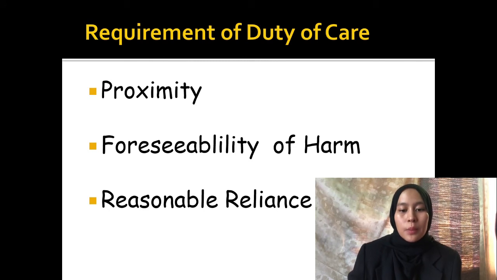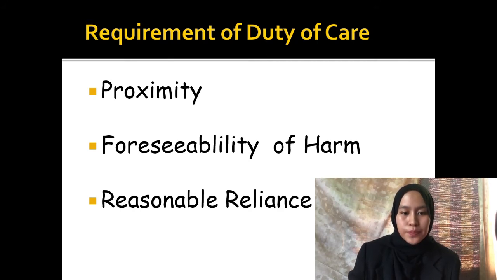Proximity means the parties must be sufficiently close so that it is reasonably foreseeable that one party's negligence would cause loss or damage to the other. For foreseeability of harm, we need to look at both elements from the neighborhood principle. The third requirement is reasonable reliance. Reasonable reliance is important for the court to see whether the defendant knew that the plaintiff would rely and believe on his advice in such circumstances, and impromptu advice does not give rise to a duty of care. Thus, knowledge on the part of the defendant that the plaintiff is relying on his advice is sufficient to give rise to a special relationship.